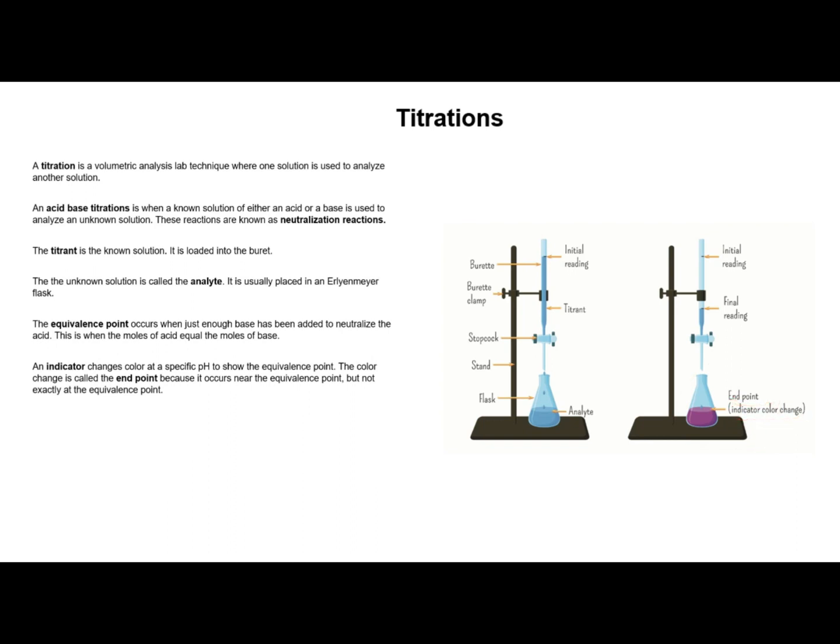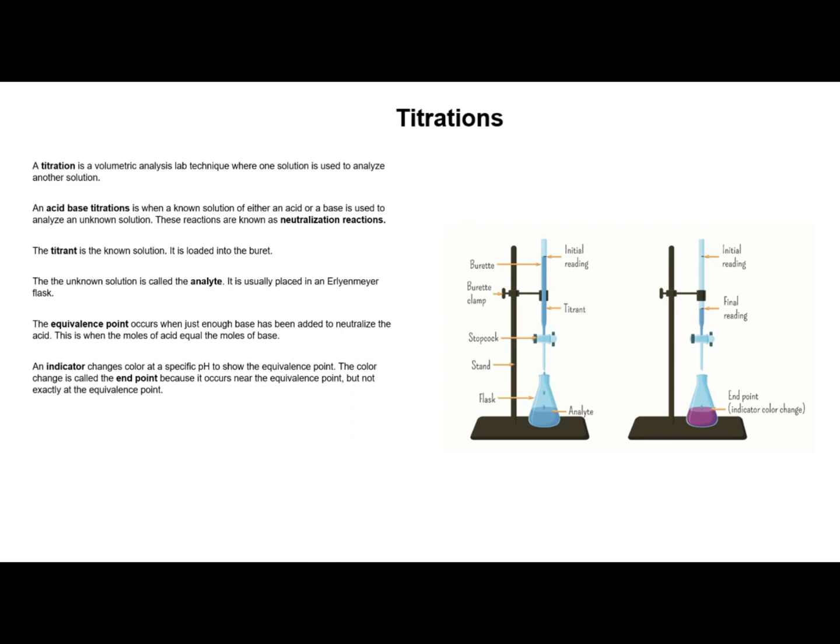has changed color. It is important to note that we call this the endpoint, not the equivalence point, because while the indicator will change colors very close to the equivalence point, it is not exactly at the equivalence point. So the endpoint occurs when the indicator changes colors, while the equivalence point is mathematically where the moles of acid are equal to the moles of base. Ideally, these 2 points are very, very close to each other.